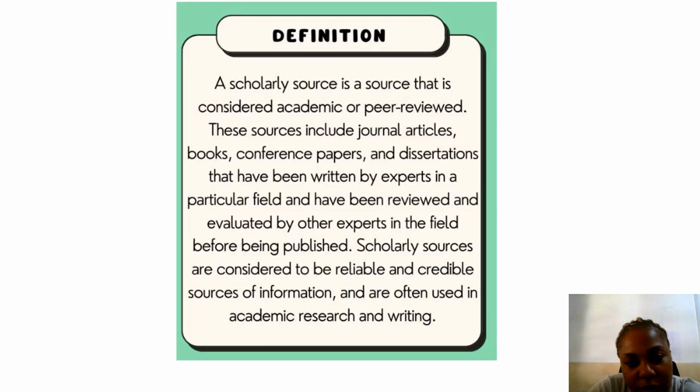In other words, a definition of a scholarly article or scholarly source is this. A scholarly source is a source that is considered academic or peer-reviewed. So the key word here is peer-reviewed. These sources include journal articles, books, conference papers, and dissertations that have been written by experts in a particular field and have been reviewed and evaluated by other experts in the field before being published. Scholarly sources are considered to be reliable, credible sources of information and are often used in academic research or action research and other writings.